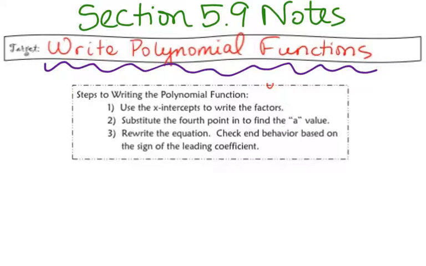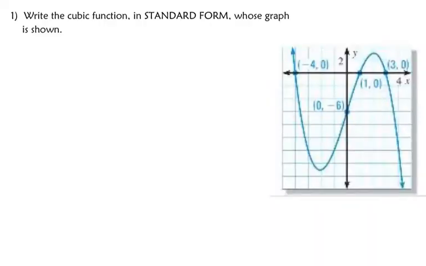Today what we'll be doing is working with polynomial functions where I give you the different x-intercepts. So those would be the solutions or the zeros or the roots, and then I will also give you another point that would be on that graph, and we'll use that to help us write the equation. And one thing we'll do at the end is just check the end behavior to make sure if we get a positive leading coefficient, the graph is going in the correct direction, and same with a negative leading coefficient. Okay, so number one, it says write the cubic function in standard form whose graph is shown.